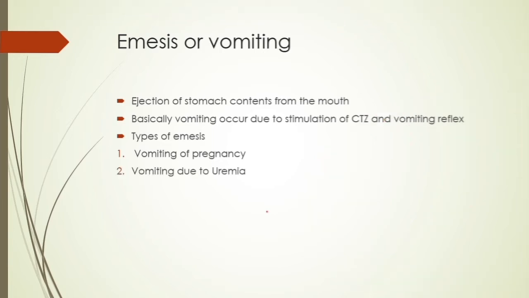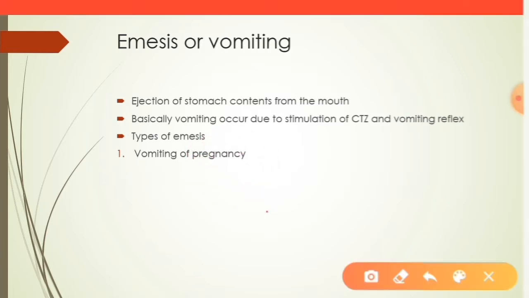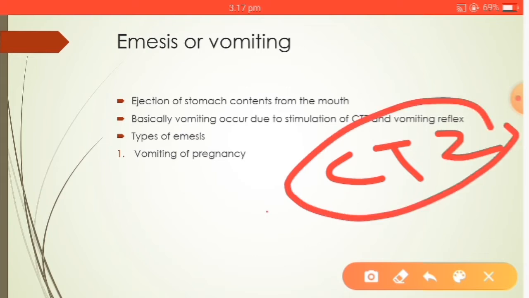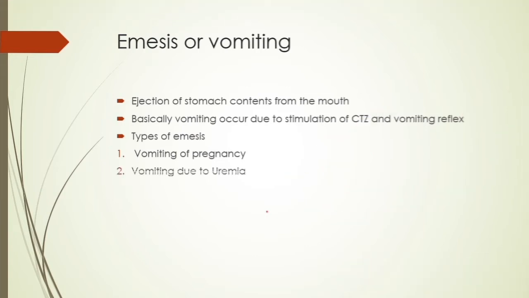Our next type is vomiting due to uremia. Uremia is the increased level of urea in the blood. An increased level of urea can also stimulate the CTZ center, and it can start the vomiting reflex. Next, vomiting due to disease state.